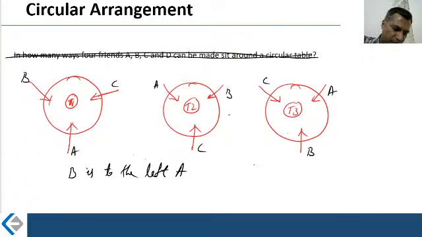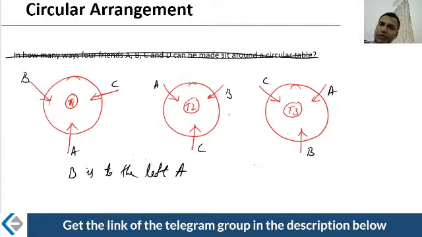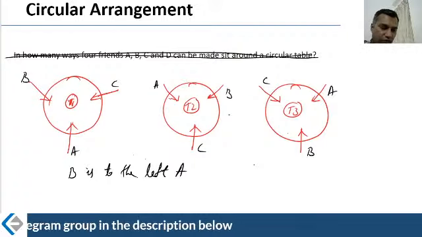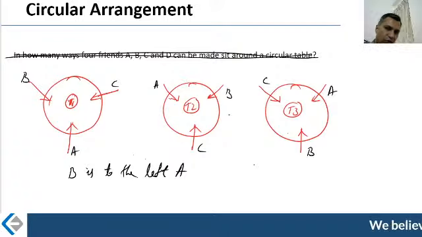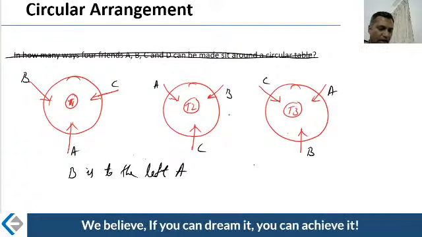That's the point I'm trying to say here. B is to the left of A. Look at any of the three arrangements: B is to the left of A. They are facing the center. Follow the arrows, not your right or left. B is to the left of A.